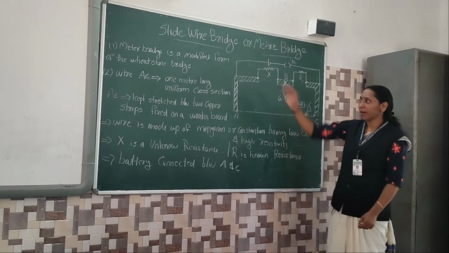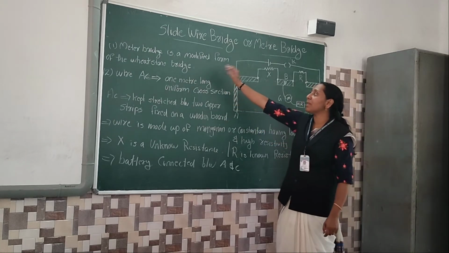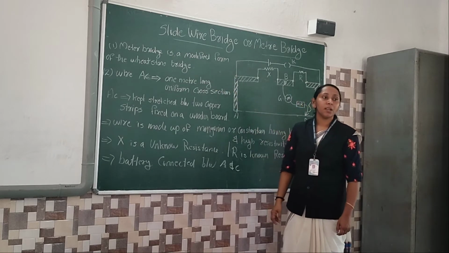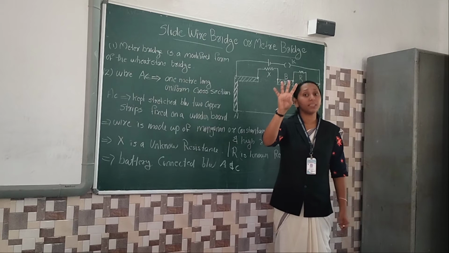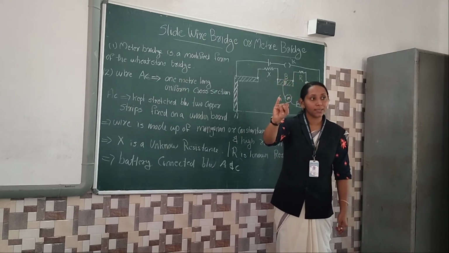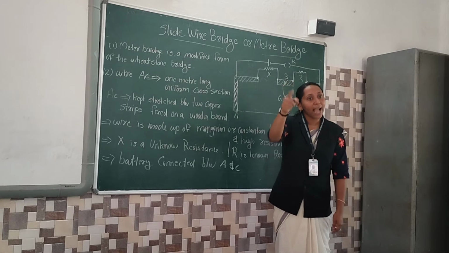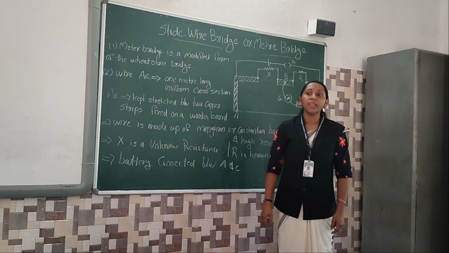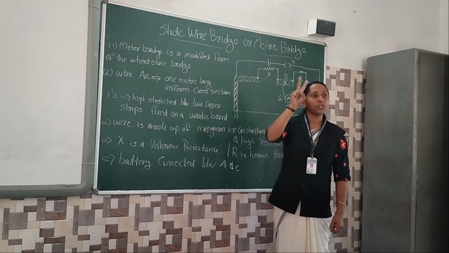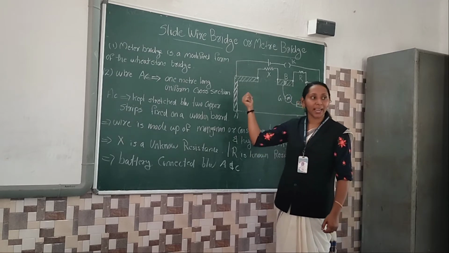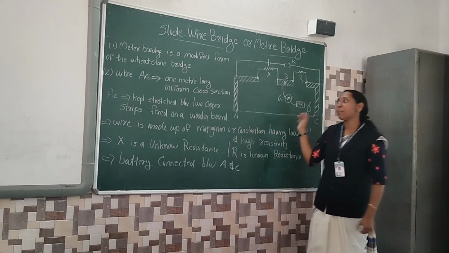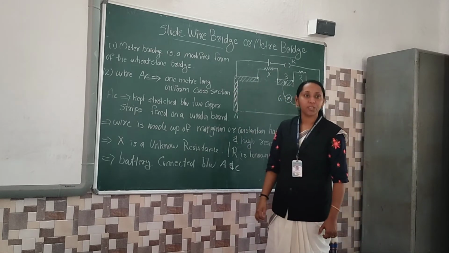So देखो, another explanation. The meter bridge is a modified form of Wheatstone bridge. What is the difference here? Wheatstone bridge has 4 resistors, 3 known resistors, 1 unknown resistor. We should adjust that to get the balancing condition. Am I right? But in this case, only 2 resistors, cell connection, and a wire connection also. So this is a modified form of Wheatstone bridge.